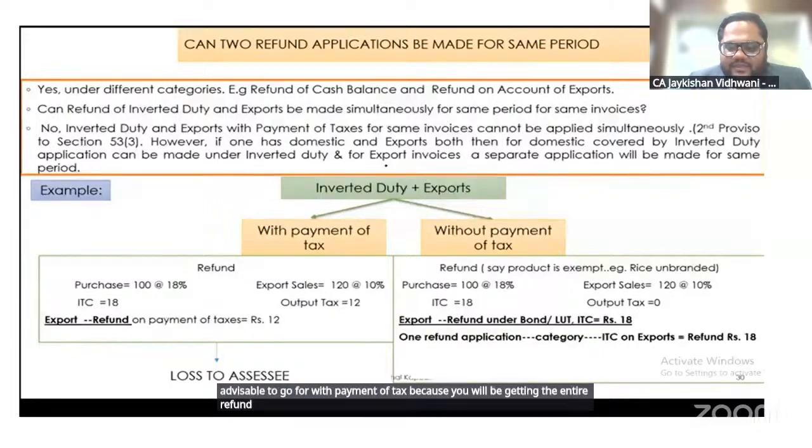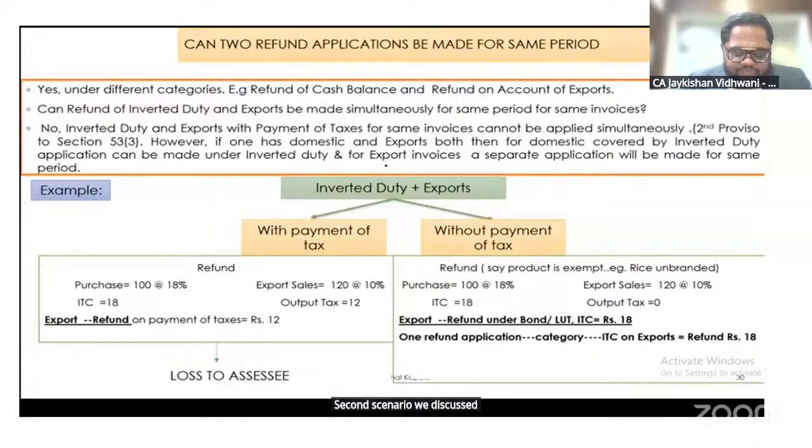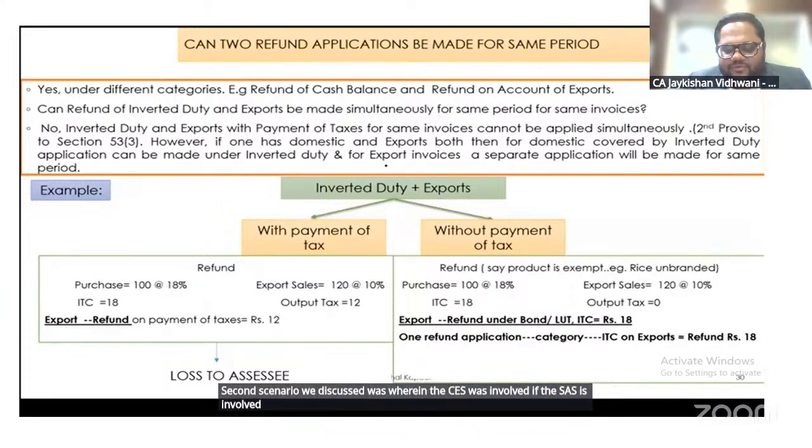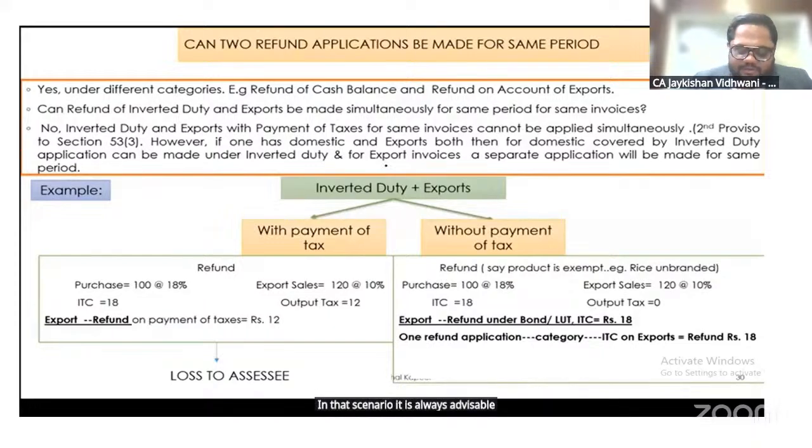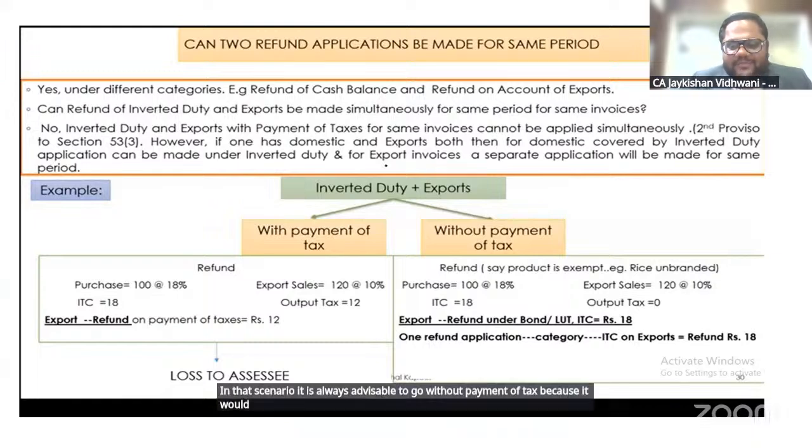The second scenario we discussed was wherein the cess was involved. If the cess is involved, it is always advisable to go without payment of tax because in with payment, the cess won't be refunded. The third scenario is that a huge stock is there. In that scenario, it is always advisable to go without payment of tax because it would be refunded on an immediate basis.